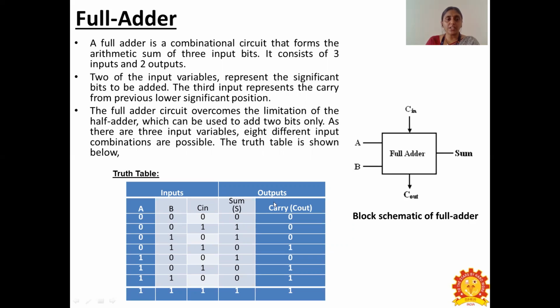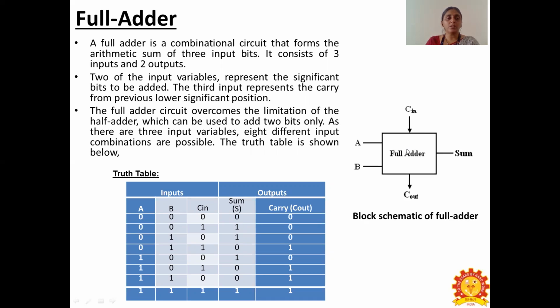So here the significant bits to be added are two of the input variables, which can be seen in the schematic diagram of the full adder, where A and B represent the significant bits to be added, and the third input Cin represents the carry from the previous lower significant position. The full adder circuit overcomes the limitation of the half adder, which can be used to add only 2 bits. As there are 3 input variables here, 8 different input combinations are possible in the full adder.